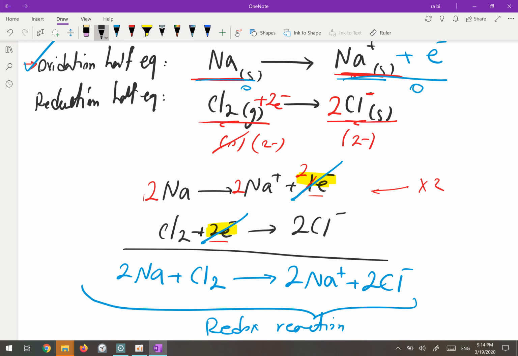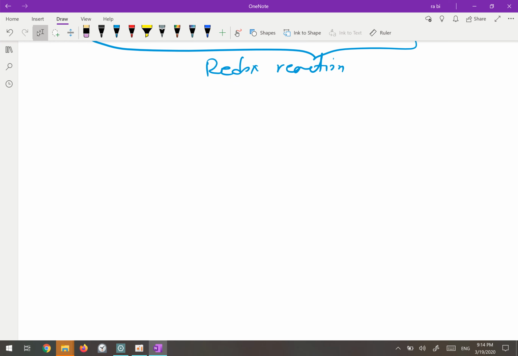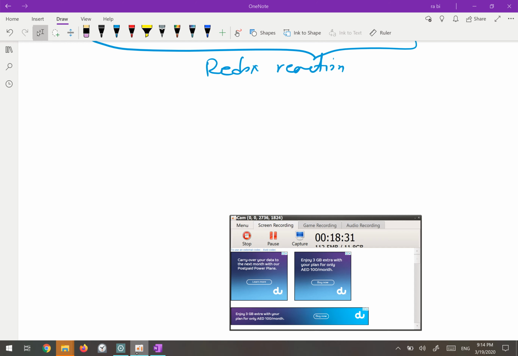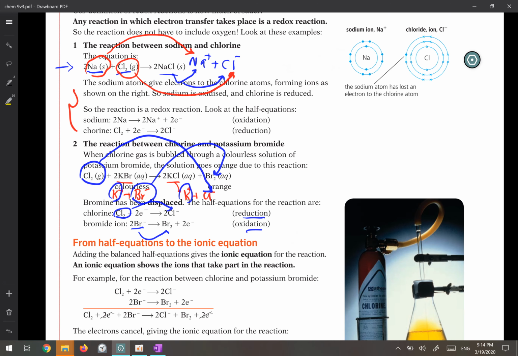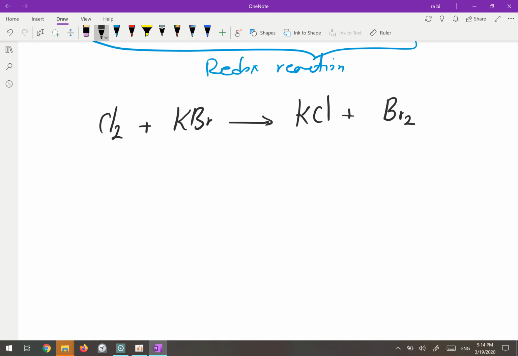Okay, so let's go to another example that you had in your book, and that is the reaction of Cl2 and KBr. So Cl2 reacts with KBr, they convert to KCl and Br2. Okay, so here we go to the same steps that we had earlier.